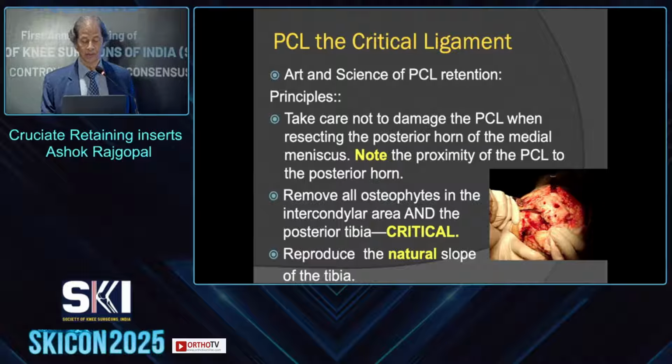Take care not to damage the PCL when resecting the posterior horn of the medial meniscus. Remove all intercondylar osteophytes and the posterior osteophytes, which is critical, and reproduce the natural slope of the tibia.